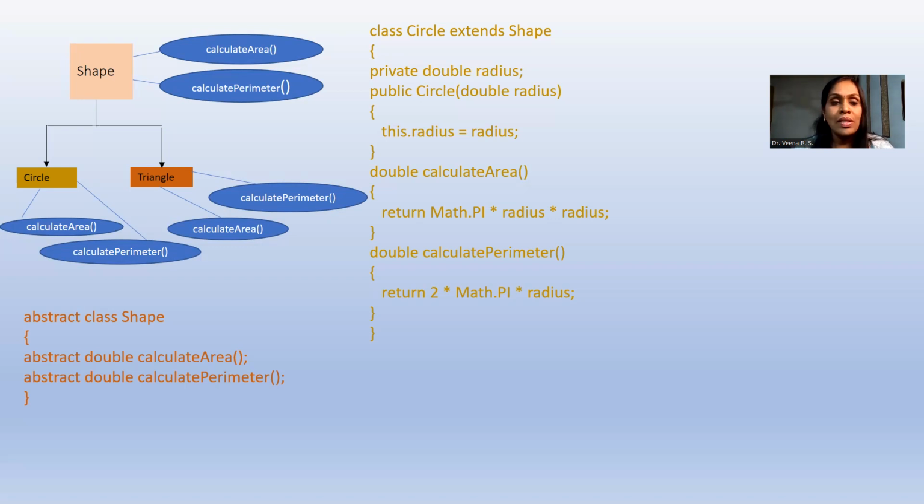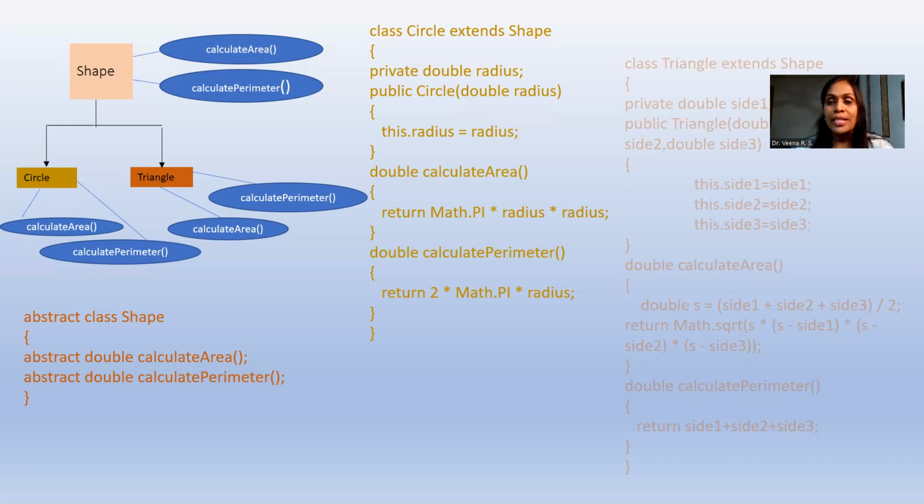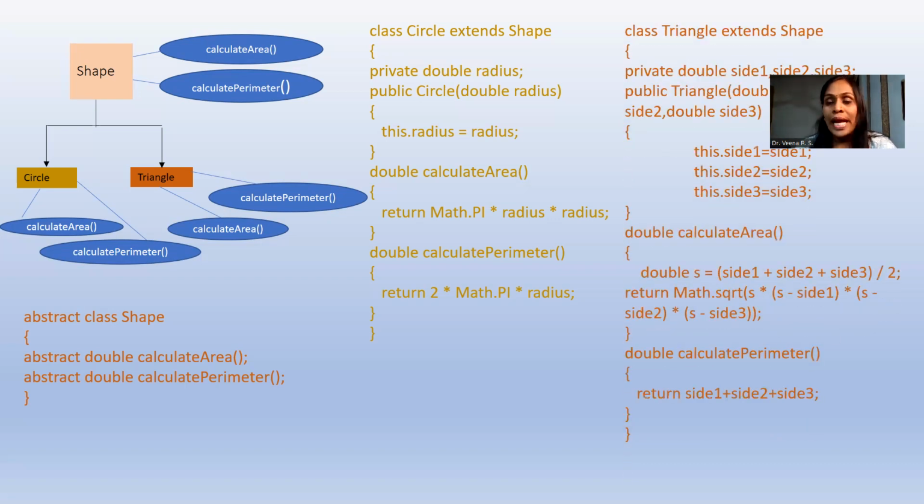So this is about the subclass, that is circle, with two different methods which we have overridden. And one more class we now have to write, that is triangle. So triangle is also one of the subclasses of shape. So we have written class triangle extends shape. And after that, we need to see how to calculate the area of a triangle and how to calculate the perimeter of a triangle. So the perimeter of a triangle is very simple.